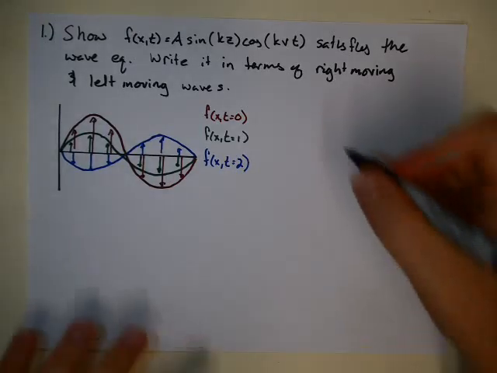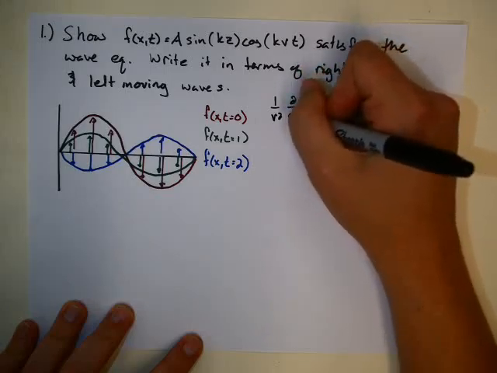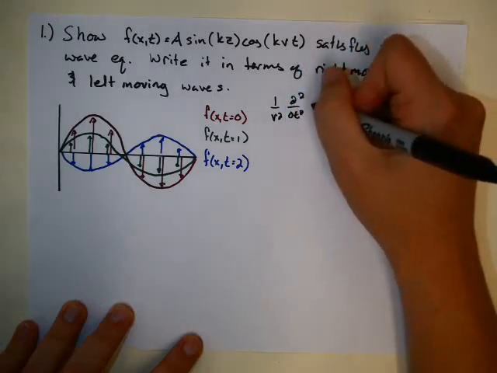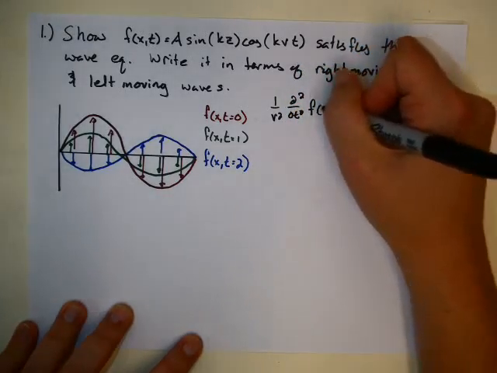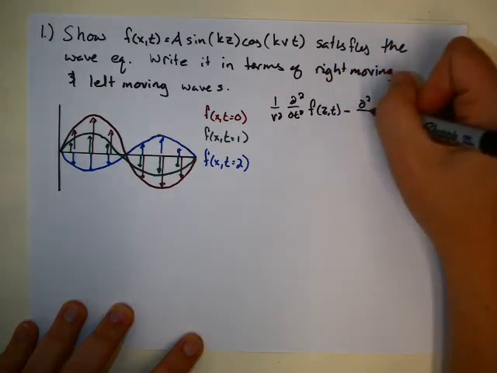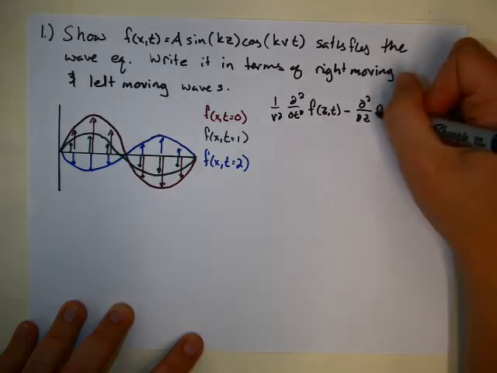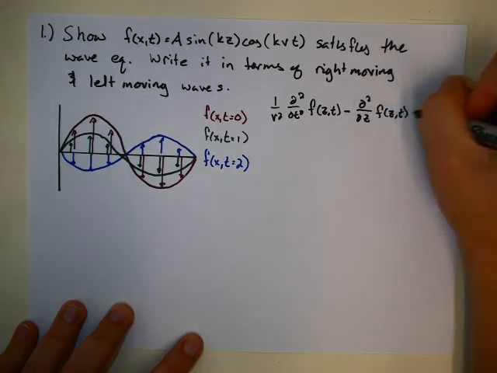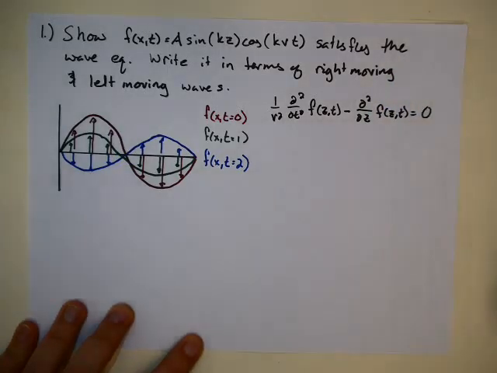The wave equation can be written 1 over v squared, the partial derivative with respect to t squared of some unknown function f of z and t, minus the second partial derivative with respect to z of f of z and t, must equal 0. This is the wave equation.